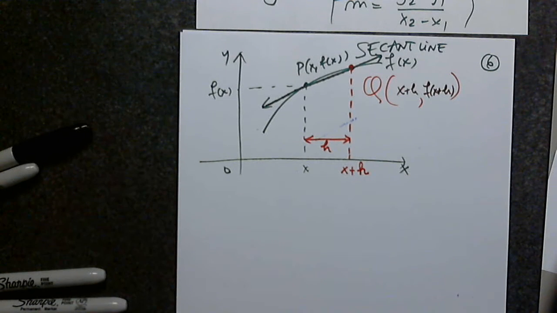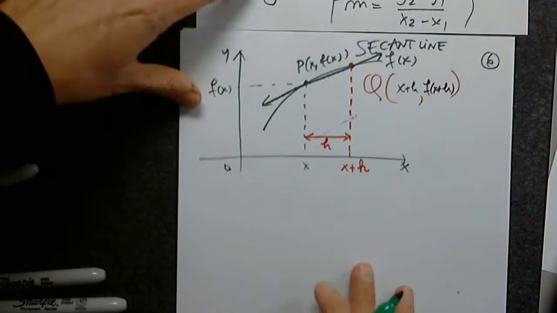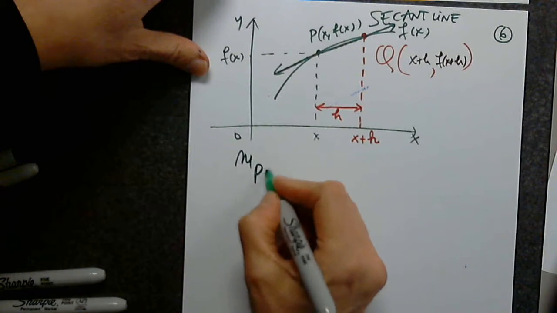Perfect. Okay, so now this is no longer a line that will give us the slope of the tangent line. It's not the instantaneous rate of change, or the instantaneous velocity at P. We agree on that. But now I have 2 points, and now I can determine the slope of this line. So I have the slope of PQ.